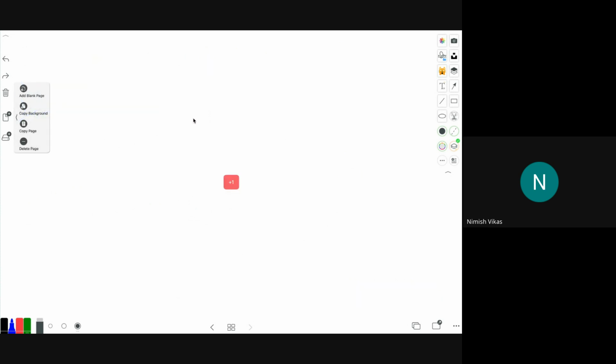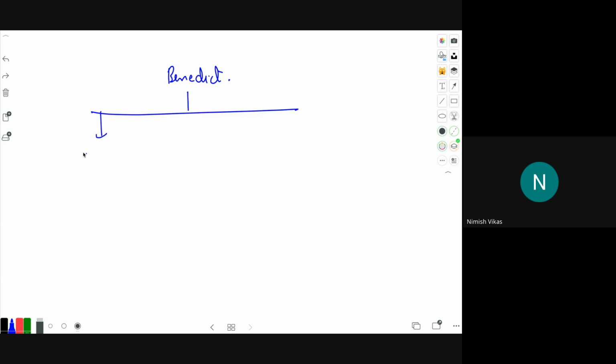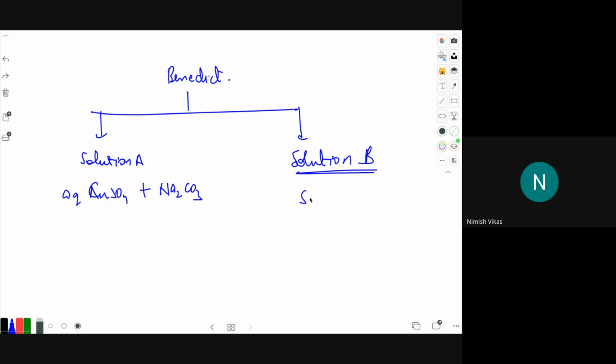So what you have to remember is, what happens in Benedict's solution? Benedict's is also made of solution A and solution B. In solution A, what is there? Aqueous CuSO4 again, plus instead of NaOH, which was in Fehling's, now we have Na2CO3. And here we have sodium citrate instead of Rochelle salt.